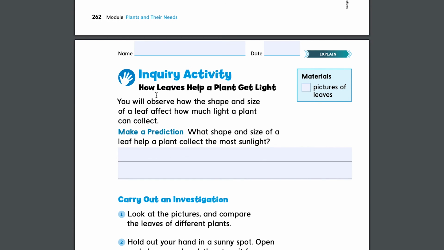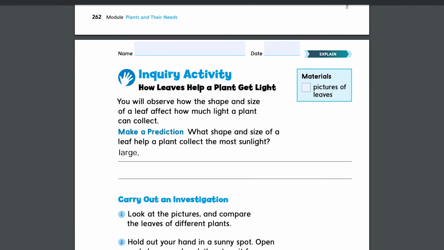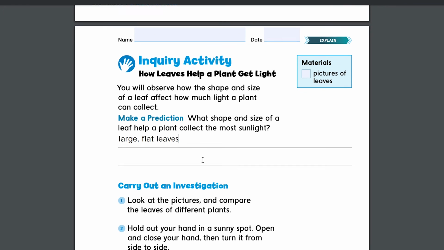Here's an activity you can try. How leaves help a plant get light. What shape and size of a leaf help a plant collect the most sunlight? So if leaves want to collect as much sunlight as possible, because sunlight helps to create food for the plant, you'd want large, flat leaves, and that would help the leaves get the most sunlight for the plant.